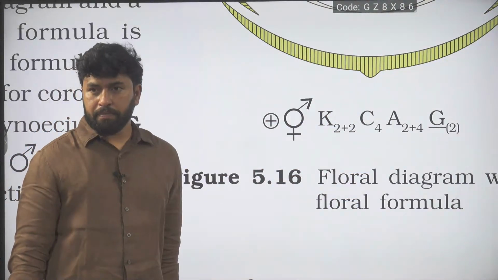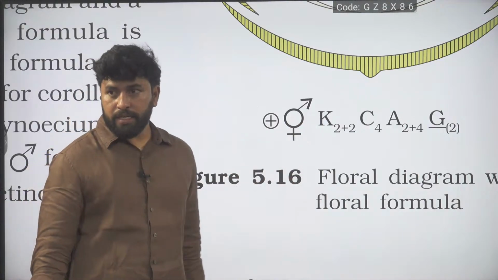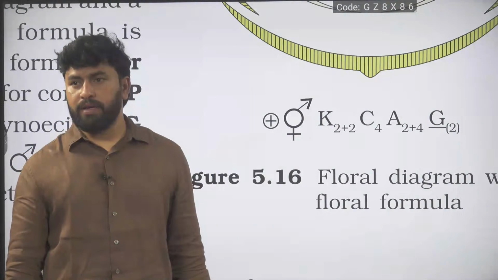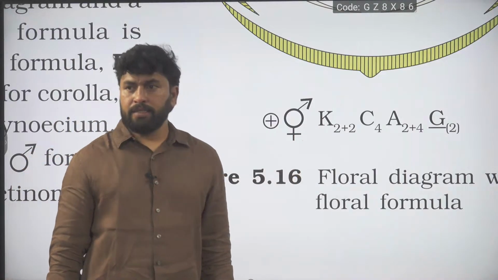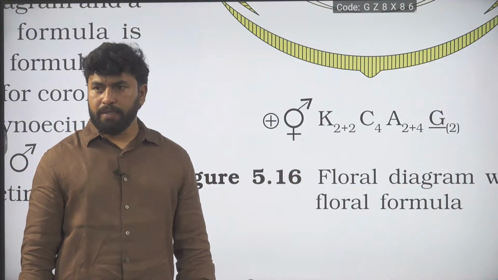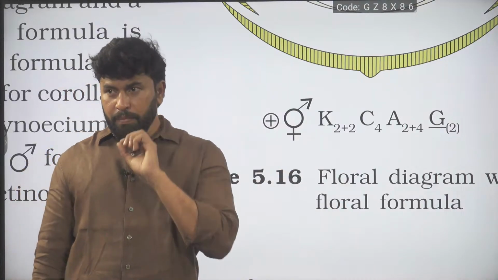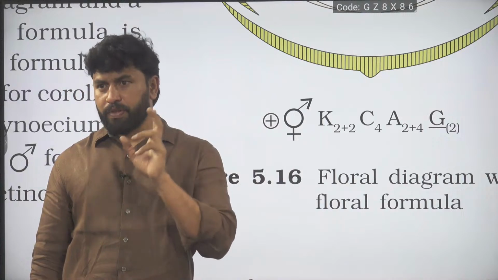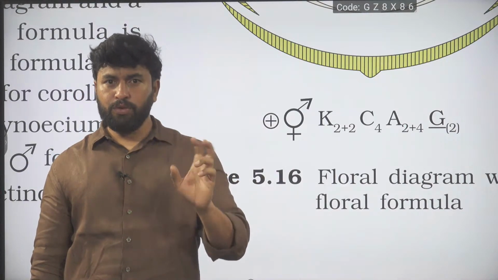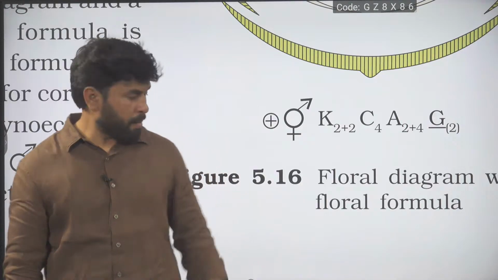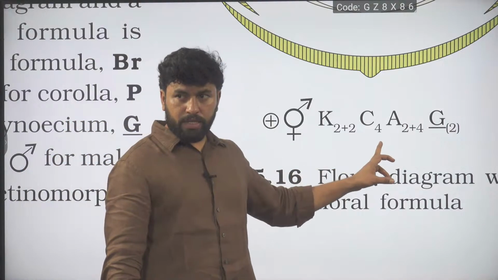This symbol indicates the flowers are actinomorphic flowers. This symbol indicates the flower is bisexual flower. Male, female, both organs are present. Next one, calyx, sepals. How many sepals are there in total? There will be a representation of 4 sepals. They represented it in the form of 2 plus 2. Their intention is two sepals inside, two sepals outside. Is it okay? And 4 petals in total. They are not fused, that's why free.